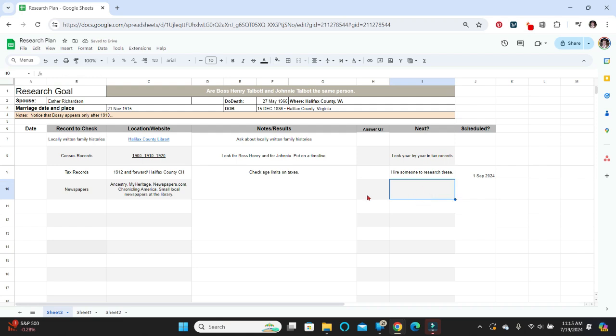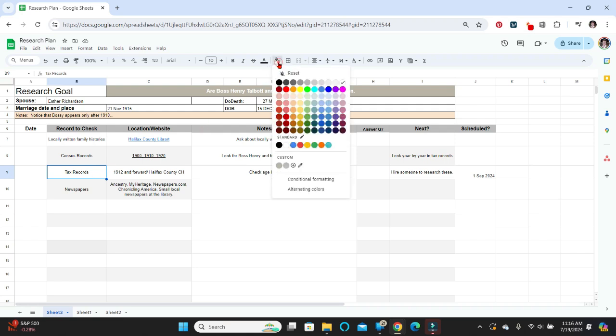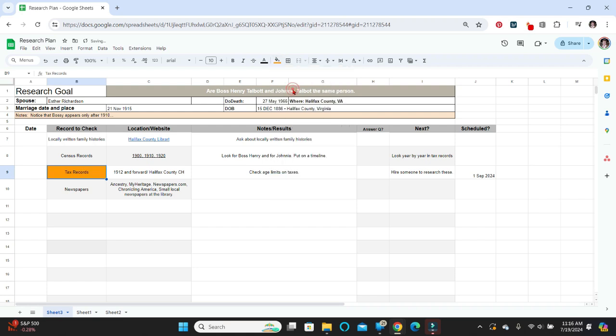Now, I can't do all of this at one time. We know that. So I'm going to get stopped. So probably what I'm going to do when I get to this point is maybe I've done my oral history, my locally written family histories that I've looked for. I've looked at my census records, and I've got to get on with life. I've got other things to do. So I'm going to say the next thing I need to do is start with the tax records. Before I leave my research section, I highlight that. I go up to this little bucket here, and then I'm going to highlight that orange.